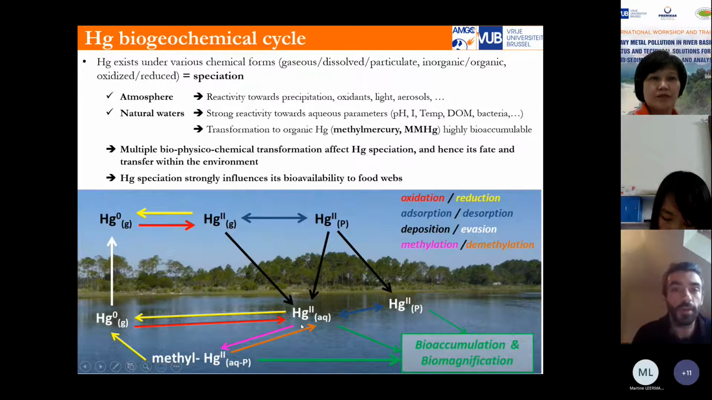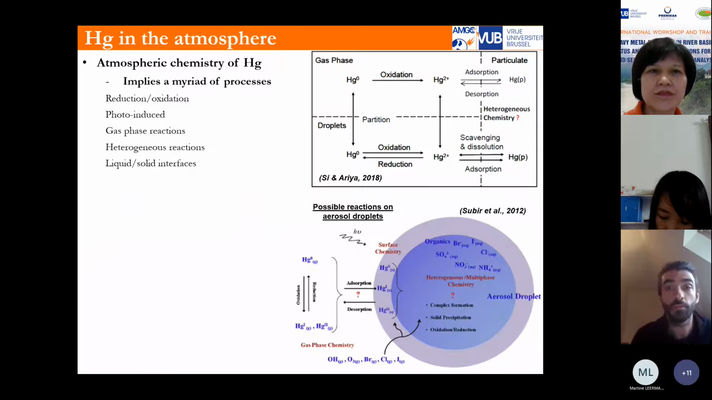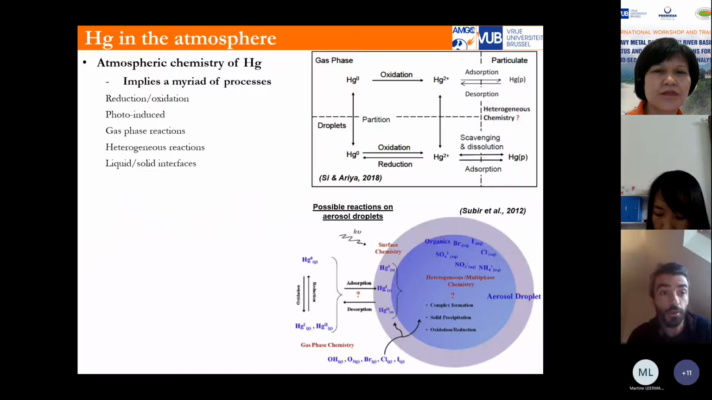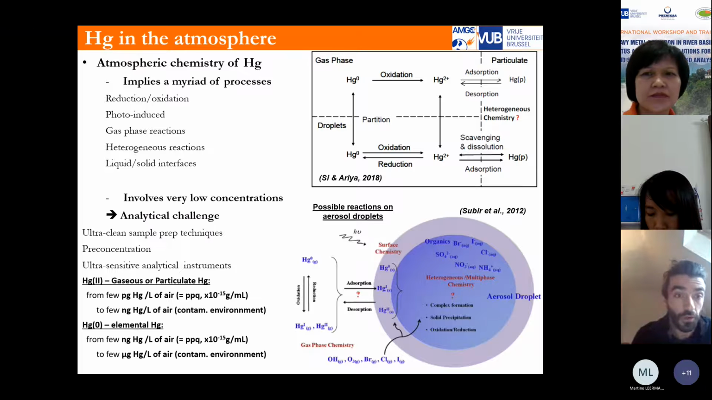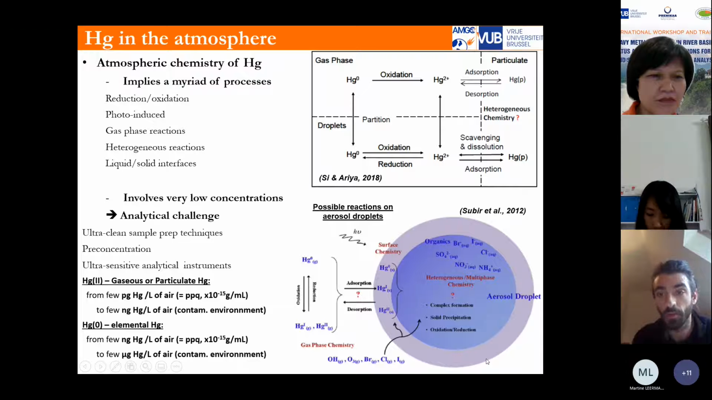So here is the atmosphere. I'm not going to go into detail on that, just to say that it's very complicated to study mercury in the atmosphere, even if it's very important, because there are very, very low concentrations, especially in uncontaminated environments. And there are very different transformations that can happen, for example on aerosols, that are not really known until now.